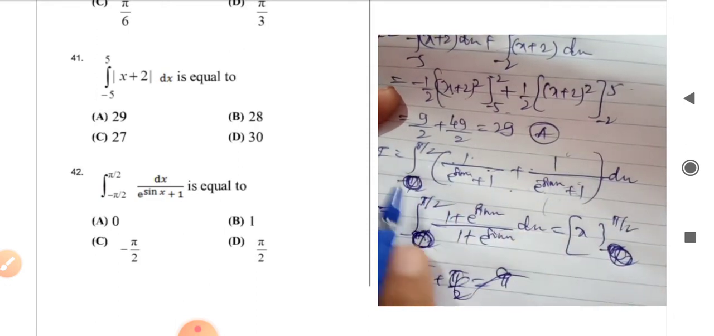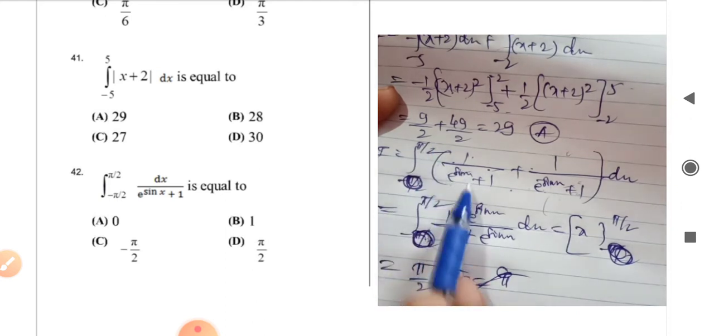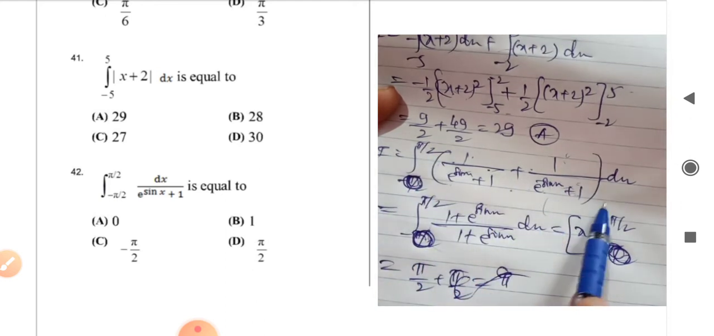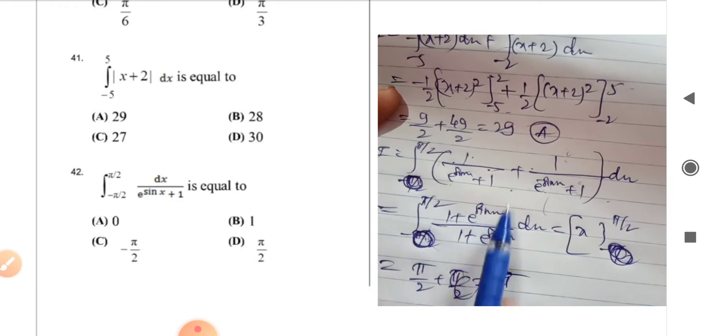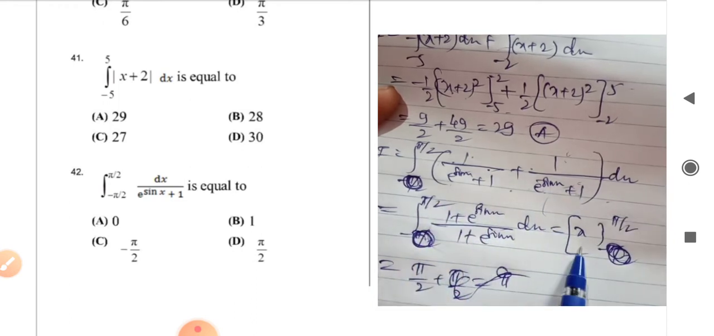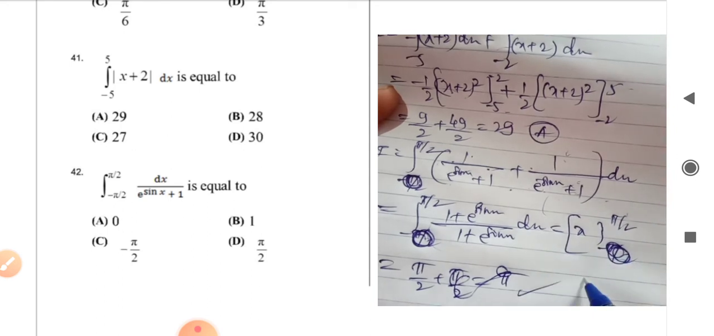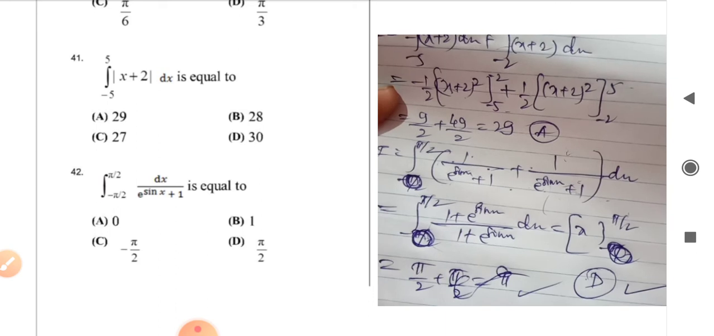Sorry, once again I kept the same here, 0 to pi by 2, 1 by e raised to sin x plus 1 plus 1 by e raised to minus sin x plus 1 dx. So 0 to pi by 2, 1 plus e raised to sin x, again taking LCM, simplify. The integration of 1 is x, 0 to pi by 2 is the answer. Sorry, this is pi by 2. So that means D is the answer for this question.